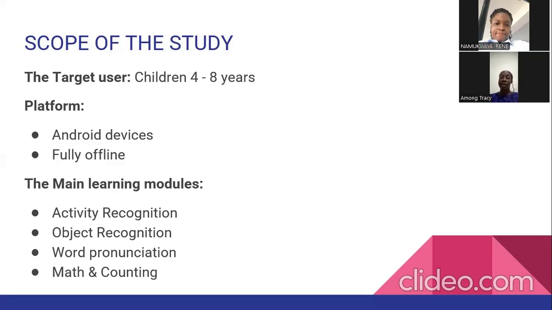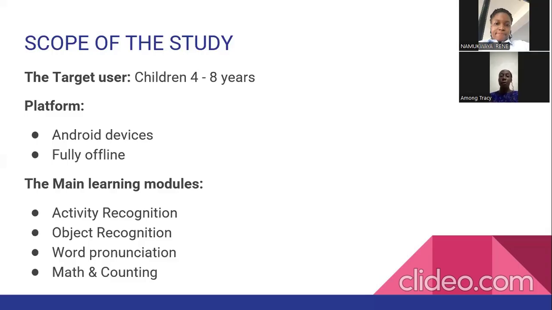So the scope of our study, as I mentioned earlier, our main target group was children between the ages of 4 to 8, which is where most children get the basic foundational skills. So our platform was targeting Android devices, mainly the low-end Android devices, which is what I already explained is found in these resource-constrained environments, and a fully offline application.